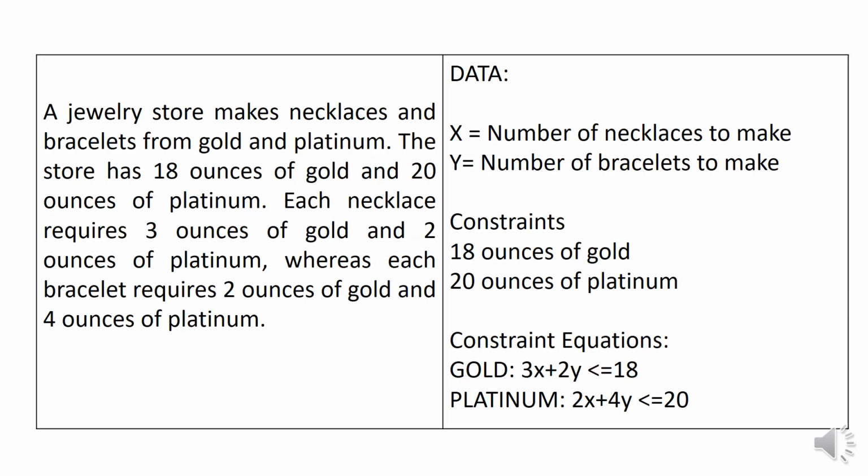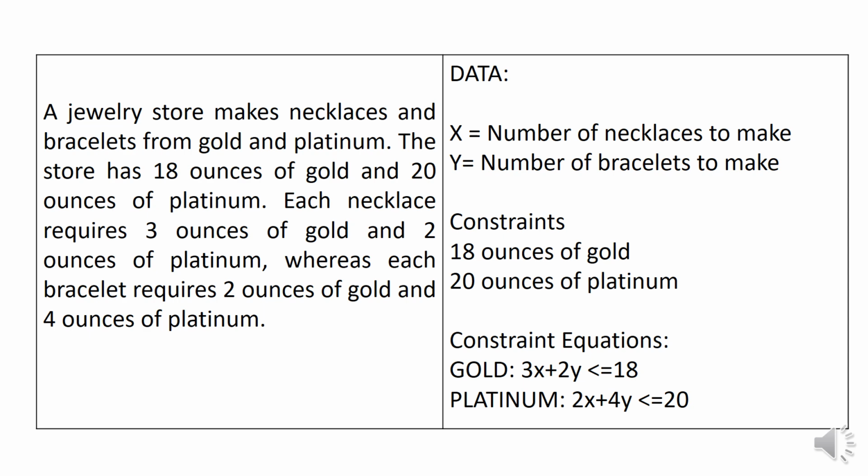Let's begin with the problem. A jewelry store makes necklaces and bracelets from gold and platinum. So they are the two materials, and the necklaces and bracelets are being made. Since both things are being made with the mixing of gold and platinum, the x and y decision variables have to be justified: the number of necklaces and the number of bracelets. Bracelets are represented with y, necklaces with x.